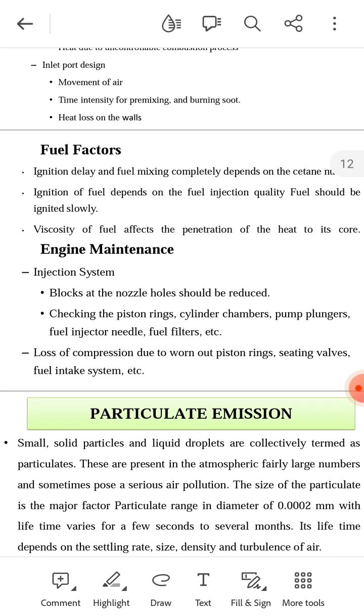Engine maintenance: injection systems, blockage at the nozzle holes should be reduced. Check the piston rings, cylinder chambers, plungers, fuel injector needle, fuel filters, etc. Loss of compression is due to worn out piston rings, seating walls, the fuel intake system, etc.